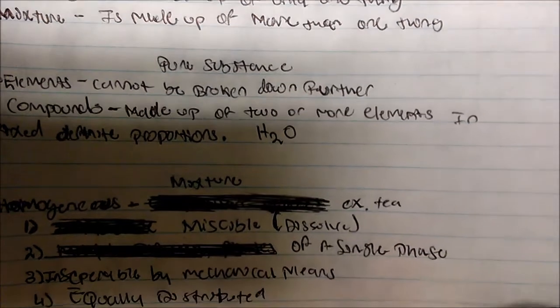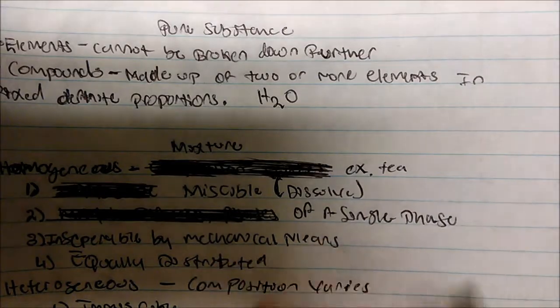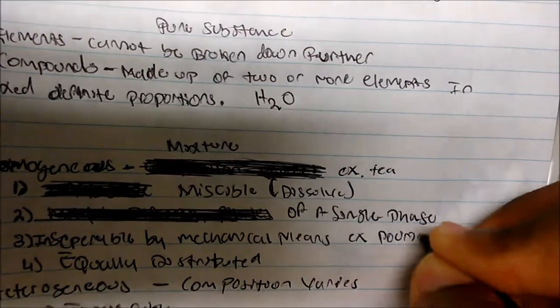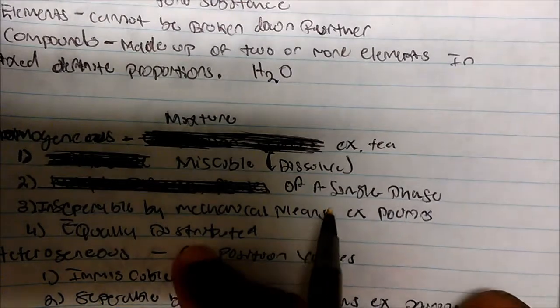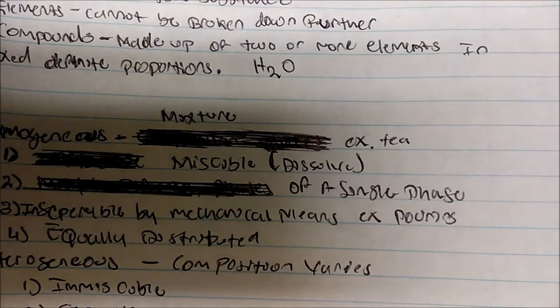These are usually of a single phase. Notice that with the example of sweetened tea, we only see liquid. The only state that's present is liquid. Now, they're inseparable by mechanical means. What are mechanical means? Well, pouring could be one. Notice that I can't separate my tea by pouring it. I can't separate the sugar by pouring. It's impossible, because it's dissolved in it. And these are equally distributed. If they're equally distributed, then it looks like a pure substance. Again, everything is all together.